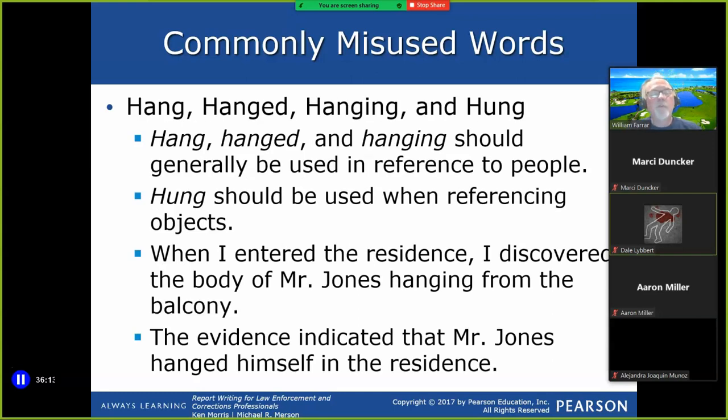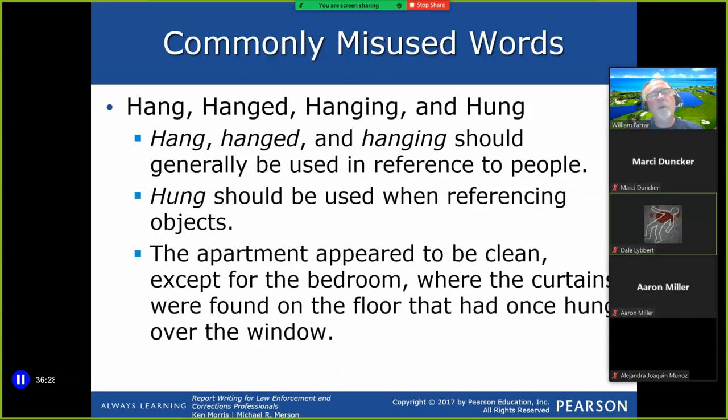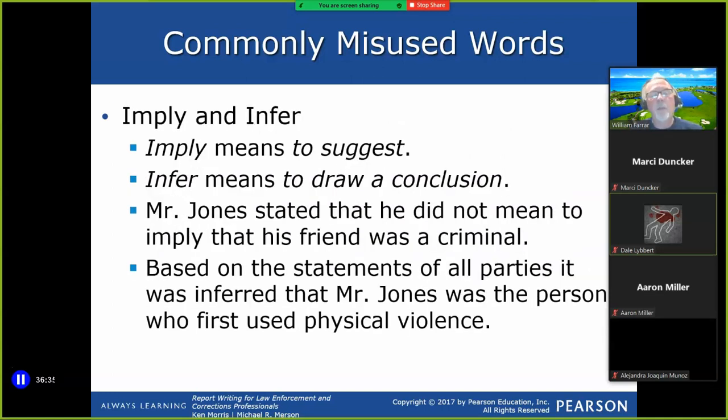Another one that gets confused a lot would be hang, hanged, hanging, and hung. And I'm not going to go through all these, and you can go back and take a look at these, but you can see that there's going to be a difference between all of these. So again, just enlightening you on different common words that we tend to mess up. Okay, and I have some examples.